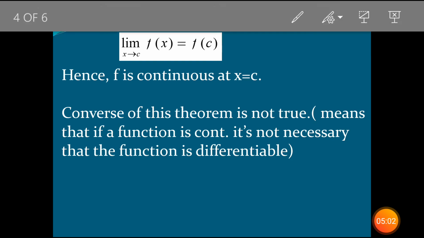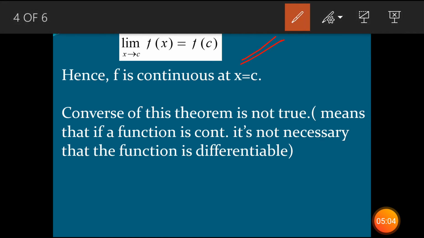Then we call the function a continuous function. Just keep this concept in your mind if you want to prove this theorem: to prove something is continuous means the limit value of that function should be equal to the value of the function at that point. So actually our aim is to arrive at this statement.